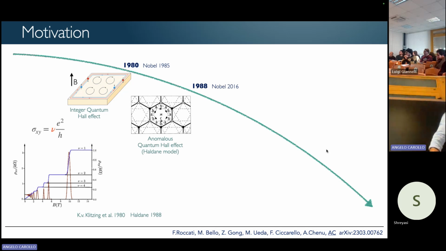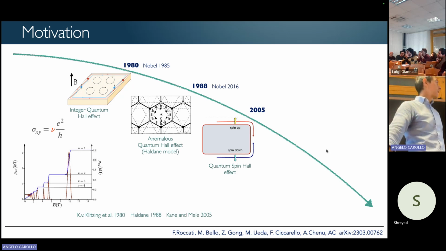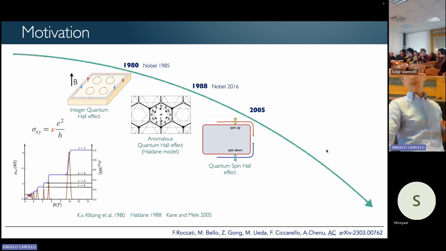And then you can also apply the same ideas without the magnetic field, with an intrinsic interaction in your system. You have the so-called anomalous quantum Hall effect, known quite famously as the Haldane model. Later on it was found that, after 2005, you can have a similar effect when you have two copies of the Haldane model, one with spin going up and the other with spin going down. You can show that you can have two currents, one of spin up and the other of spin down going in the opposite direction. The net effect is that you have a current which carries spin and not charge. So this is, in fact, called the quantum spin Hall effect.